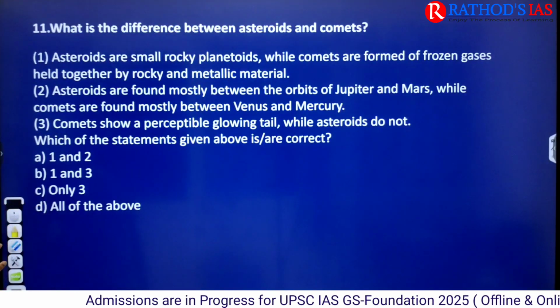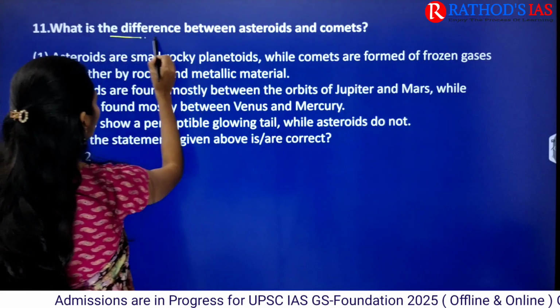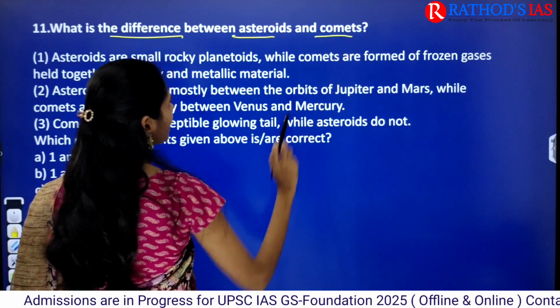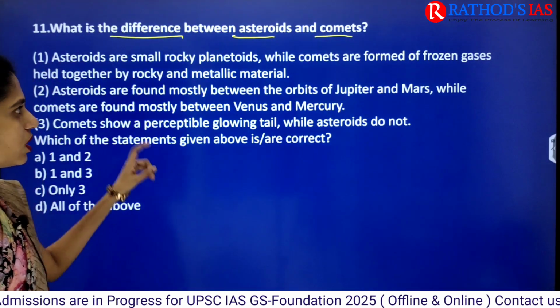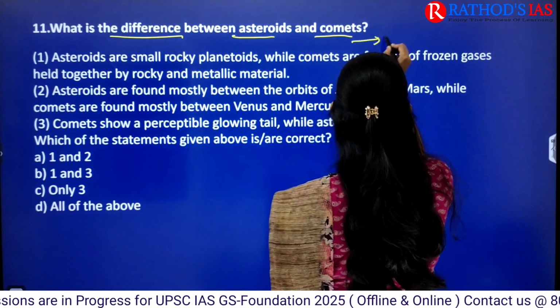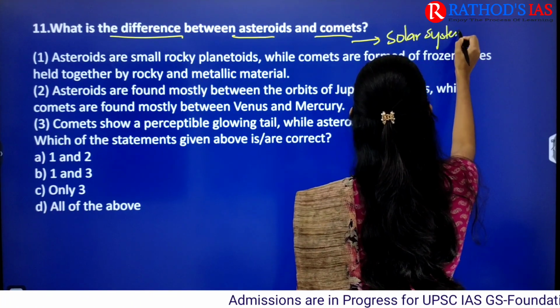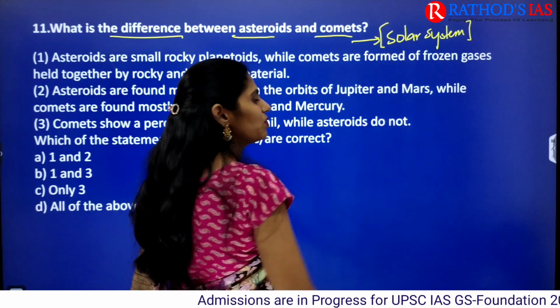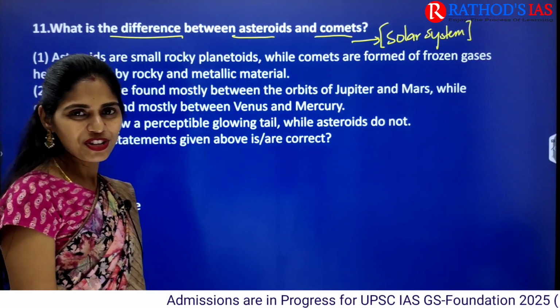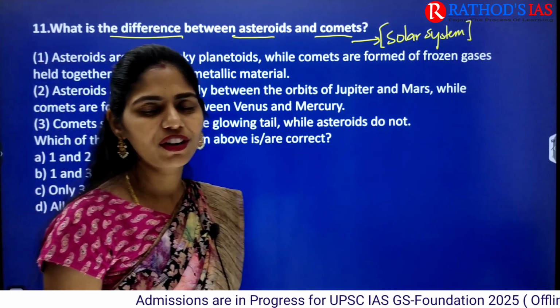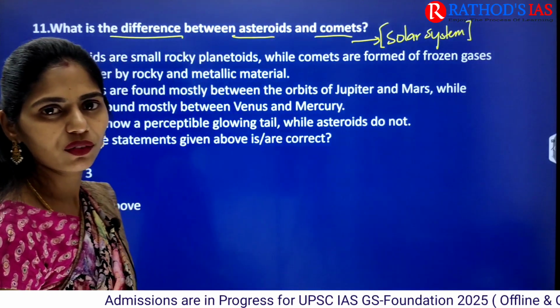And now let us see the next question. What is the difference between asteroids and comets? So this question is related to the topic of solar system. This is the first topic you will be reading in your geography if you start with 6th class NCERT. So have you read your NCERTs? If you have read, then it is a very simple question.